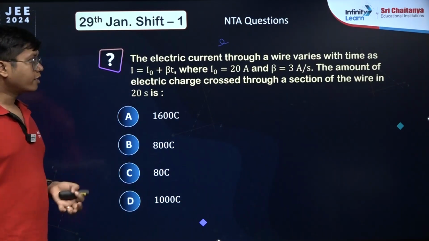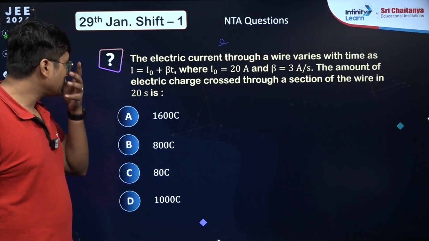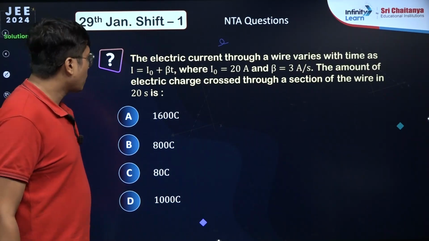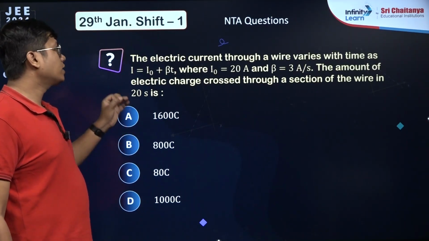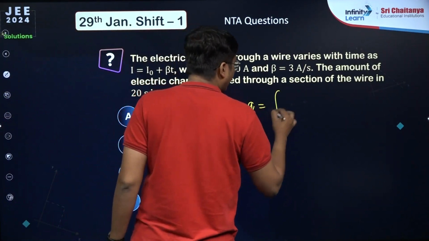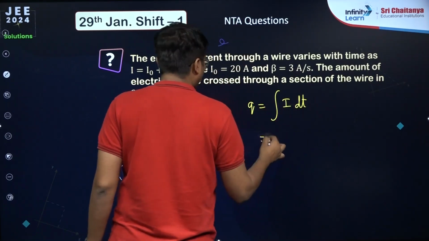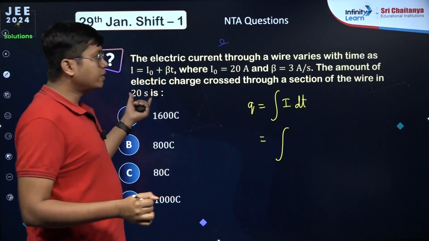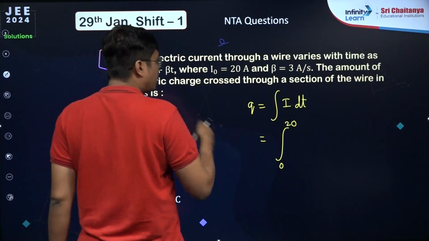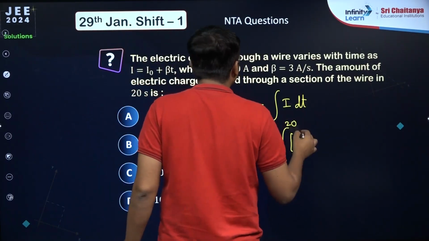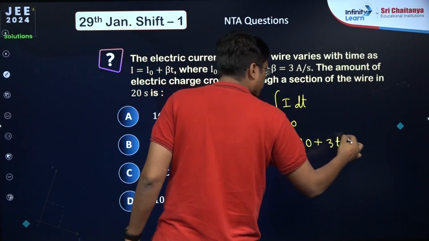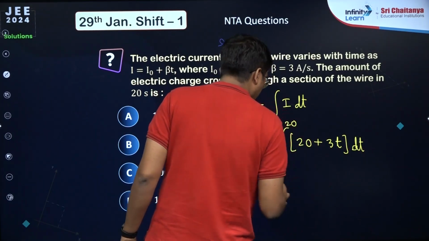Next question says that the electric current through a wire varies with time as I is equal to I naught plus beta t, where I naught is 20 amperes, beta is 3 amperes per second. The amount of electric charge crossing through a section of the wire in 20 seconds is? So we know that the charge flowing is equal to integration I dt. So that's what we do here. Take an integration, time is 20 seconds, so 0 to 20. And the current is I naught plus beta t. So it is I naught is 20 plus beta t, beta is 3, into t dt.